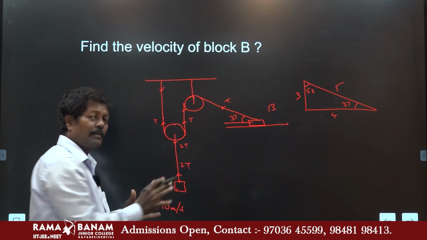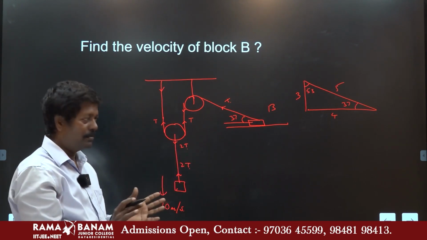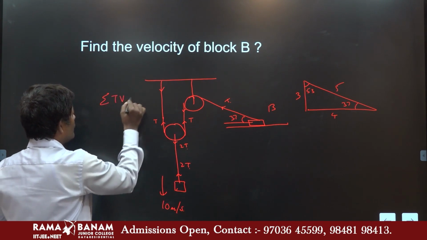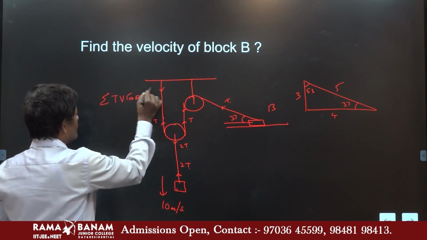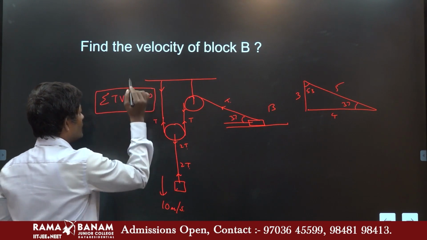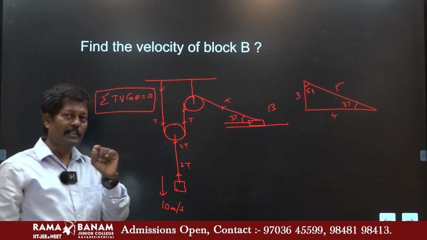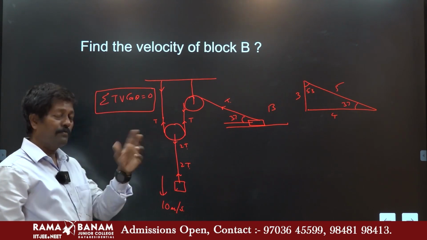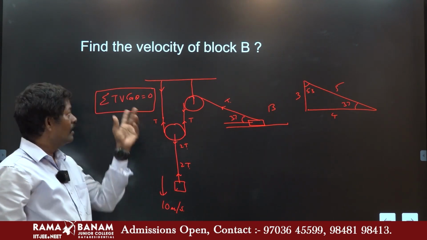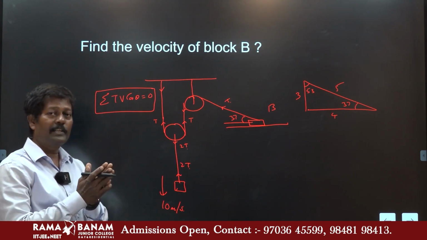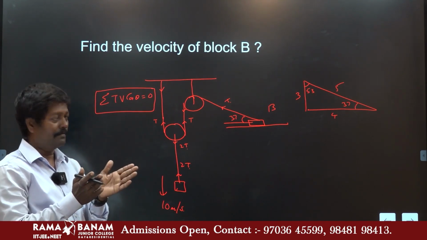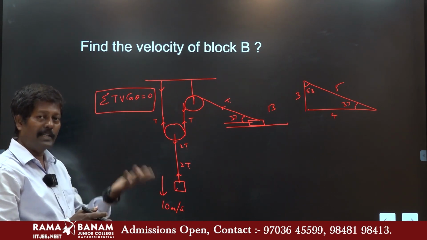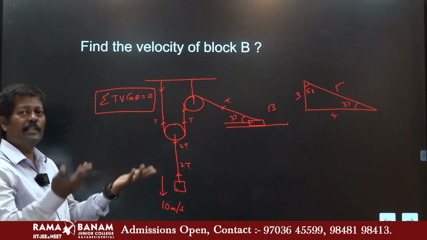Now work done by the internal forces should be 0, that is sigma TV cos theta is 0. Actually, what is that sigma TV cos theta? T is the force, V is the velocity, force into velocity gives you power, cos theta, theta is the angle between tension and the velocity. If it is 0, cos 0 means 1, cos 180 is minus 1. If it is some other angle, you will take some other angle.